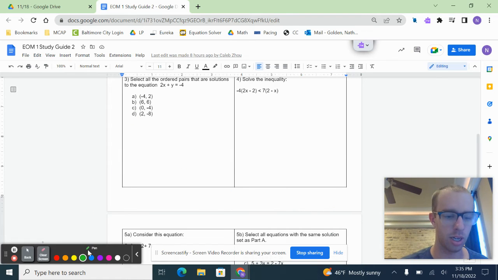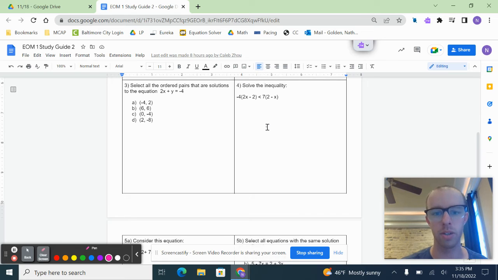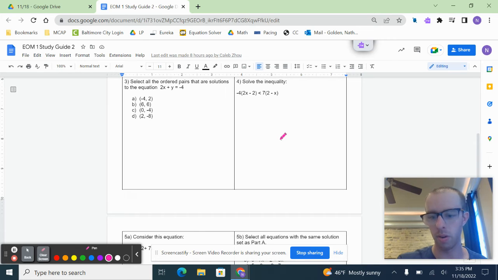All right. Let's do the next one. Solve this inequality here. Both sides are not distributed, and so I always have to start with distribution.